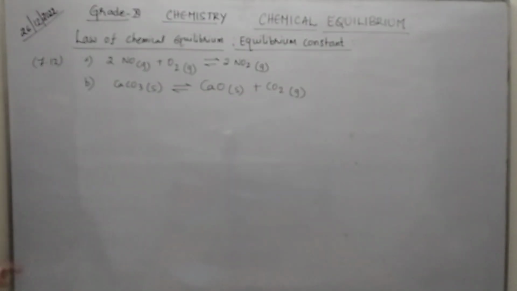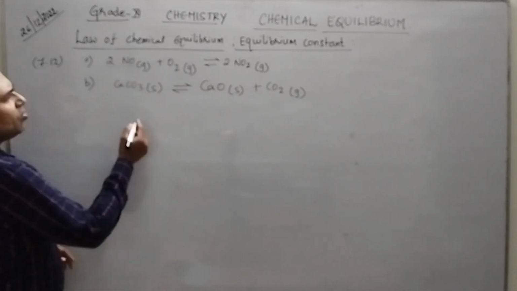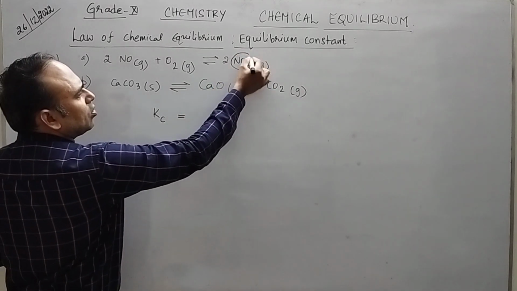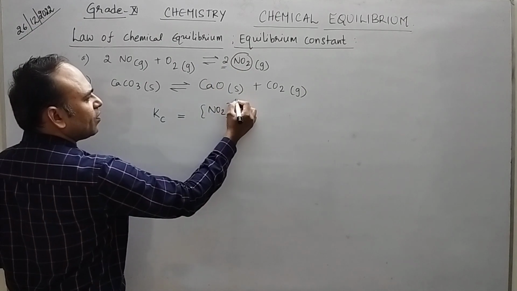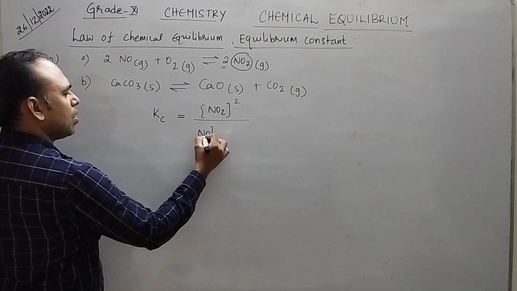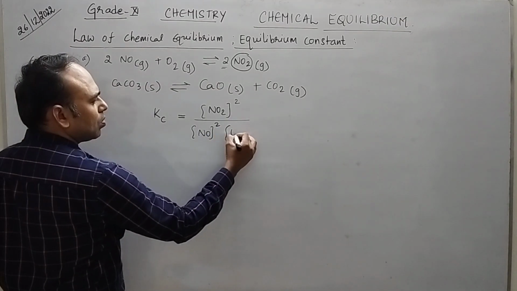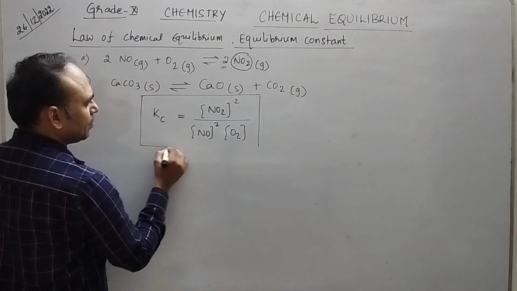Now if you see, they have given 7.12 in the review exercise. Find out the expression for equilibrium constant for these two reactions. Now first one, what will be your Kc? Here you know the concentration of the product, that is NO2 to the power of its coefficient, divided by the concentration of NO to the power 2 and then O2 to the power 1. So this will be your expression for Kc.